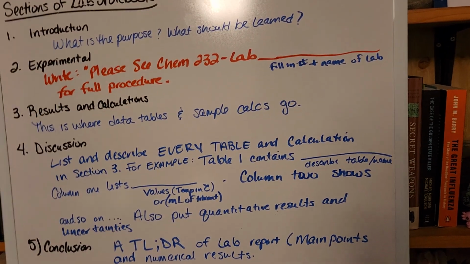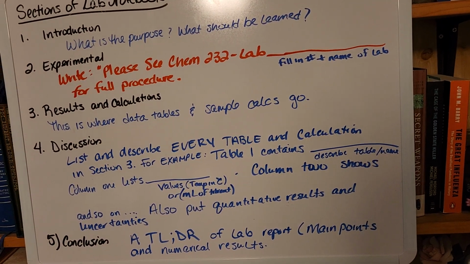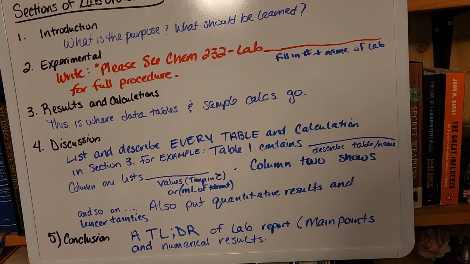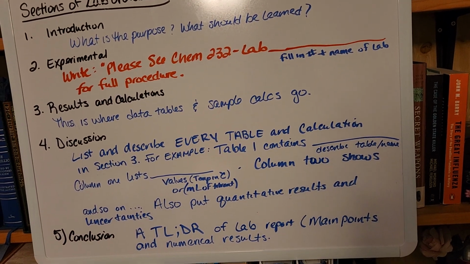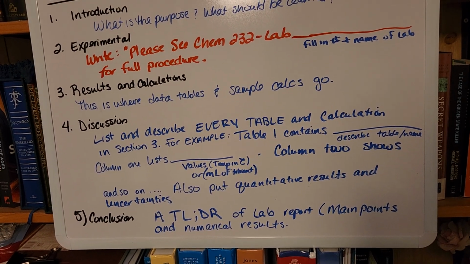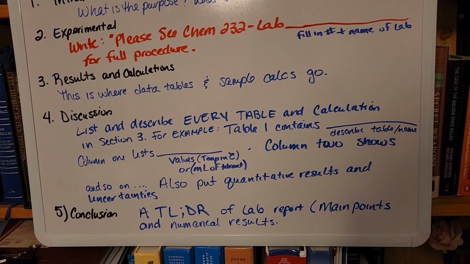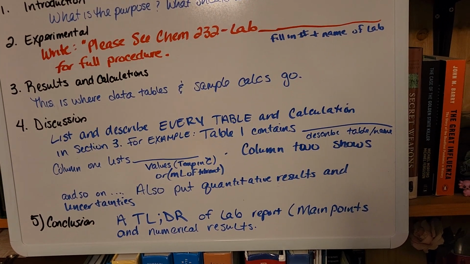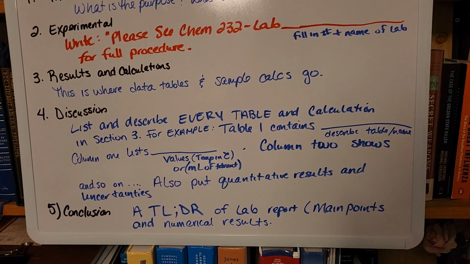Section 5 should be very, very short. That is basically a too long didn't read summary of your lab report, what's in your lab notebook, and any numerical results that you see. So when you find out what the concentration of your unknown is, for example, in the lab we just finished, you're going to put that in your conclusion, as well as having it documented in that Excel folder.